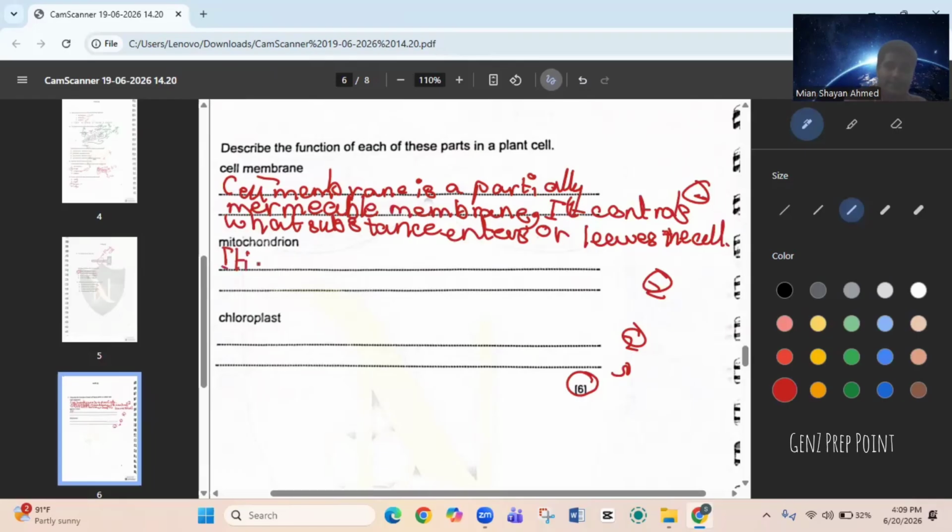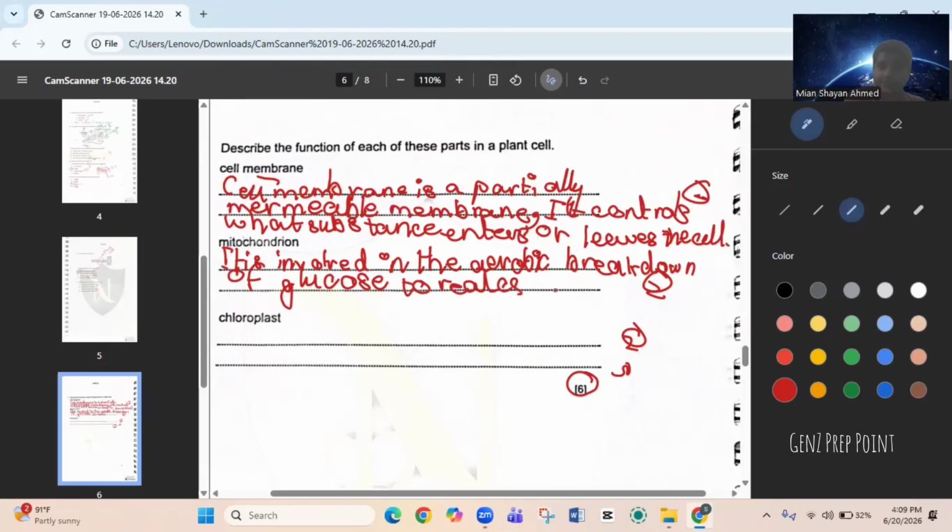It is involved in the aerobic breakdown of glucose to release energy. So how is it 2 marks? Aerobic breakdown of glucose, 1 mark. To release energy, second mark.